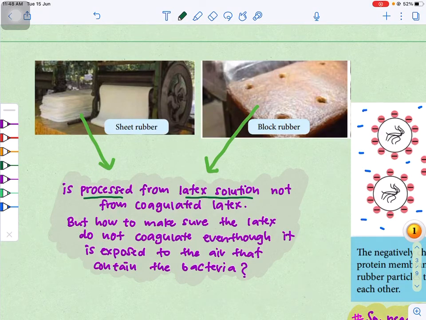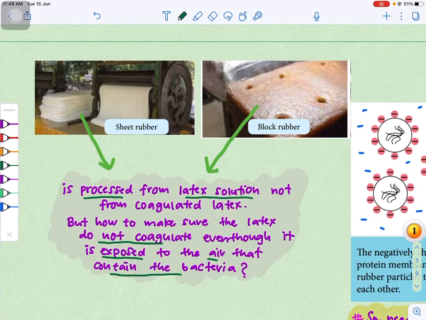Okay, so how to make sure that latex does not coagulate even though we expose it to the air overnight? Okay, meaning that we have to do something. Can we prevent bacteria from entering if we leave it overnight? For sure the answer is no, because bacteria is everywhere. We cannot control the bacteria from entering our latex. The bacteria will still enter our latex and still produce lactic acid. But how to prevent it from coagulating?